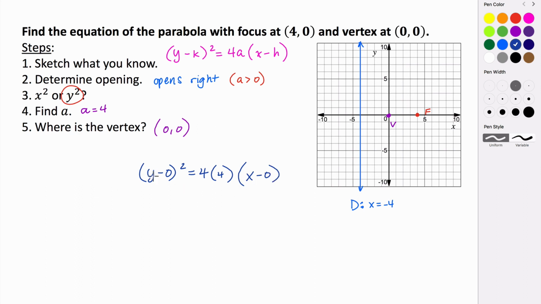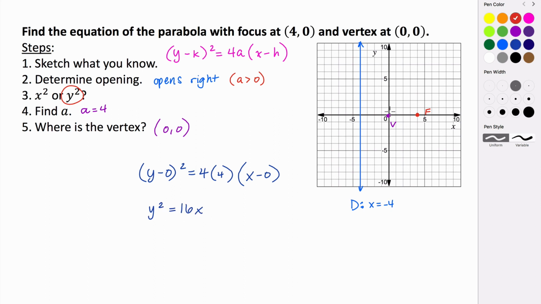And then just simplify. So y minus 0 is just y. We square that, we get y squared. 4 times 4, that's 16. And then x minus 0 is just x. So this is the equation for what would be our parabola. So y squared equals 16x.